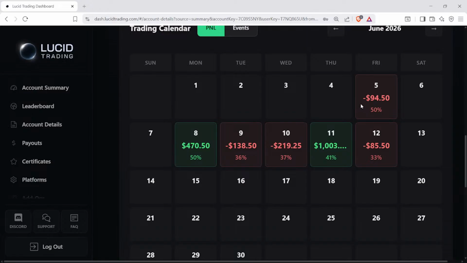So this is how my copy traded account looks. Well, I don't have more than one, but this is how my copy traded account looks like. I lost 94.50, up 47.50, down 138.50. Even when I was up on the first account, I'm down on this account.